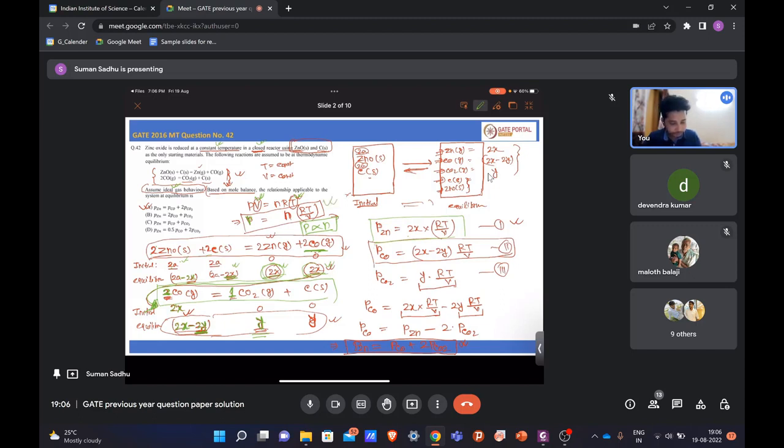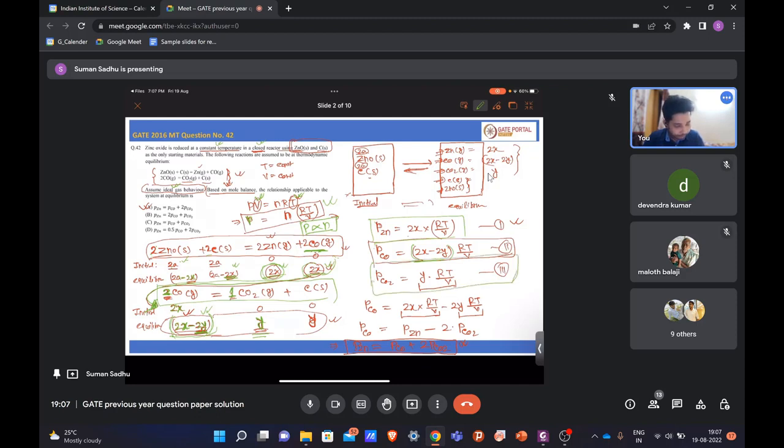Similarly, you can write P of CO, that is 2x minus 2y, because CO is forming here, first it is forming, then it is again dissociating. So the equilibrium amount of CO present will be this 2x minus 2y. So this is (2x minus 2y) into RT by V. Similarly, P of CO2 is y into RT by V.